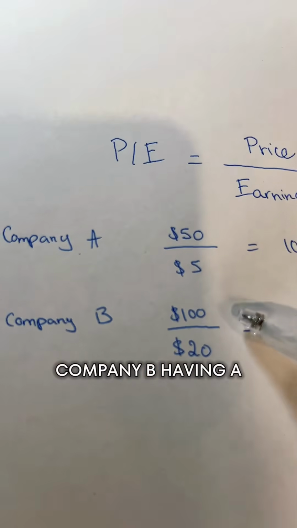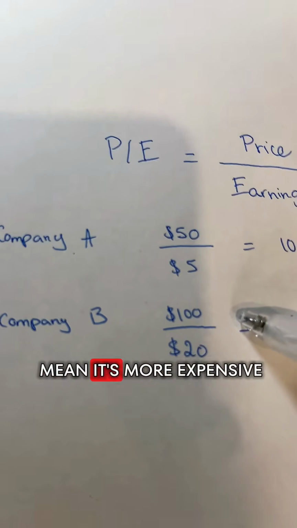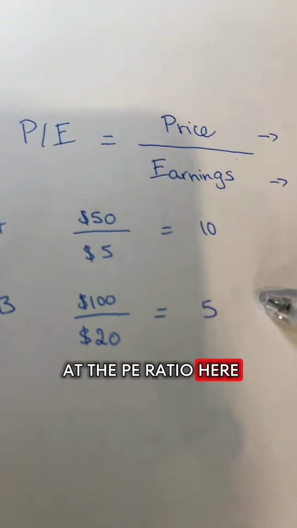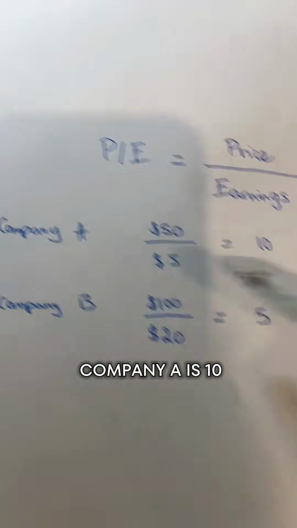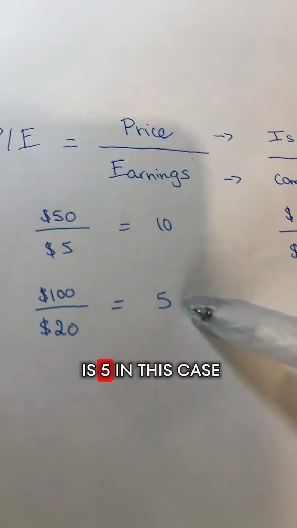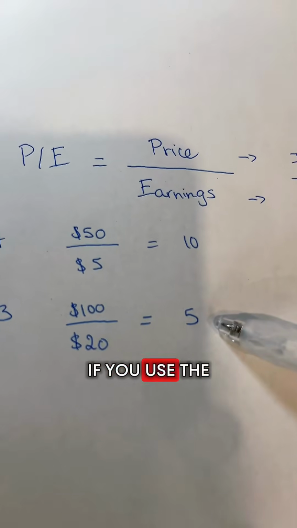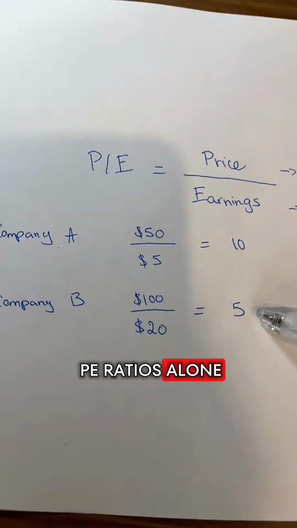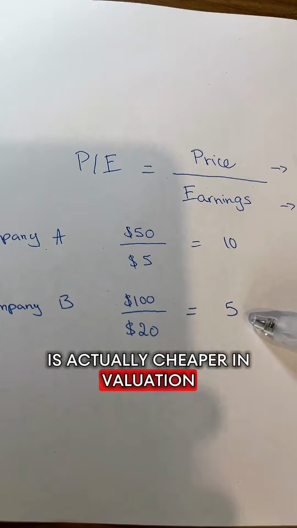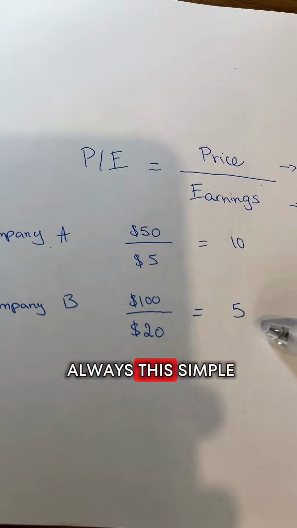Now, company B having a higher stock price doesn't mean it's more expensive. You have to look at the PE ratio here. The PE ratio for company A is 10 and for company B is 5. In this case, if you use the PE ratios alone, this means company B is actually cheaper in valuation. However, reality is not always this simple.